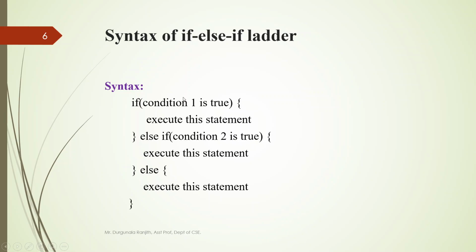So we use the if else if ladder when we have more than one condition to check. Within the else condition, we again give an if condition. That is what we call the if else if ladder. Normally in Python programming we have elif, and here, the same as in C programming, we have the if else if ladder.